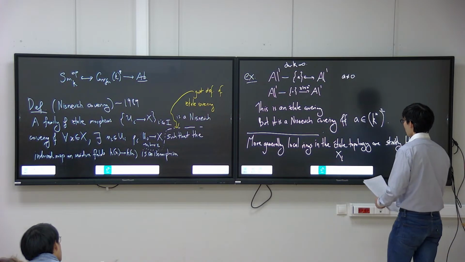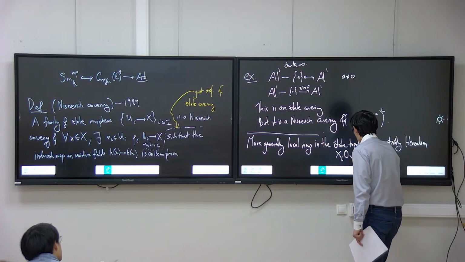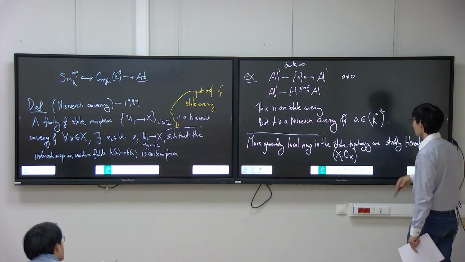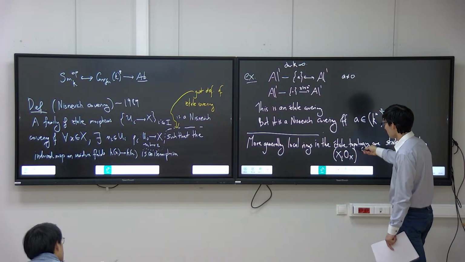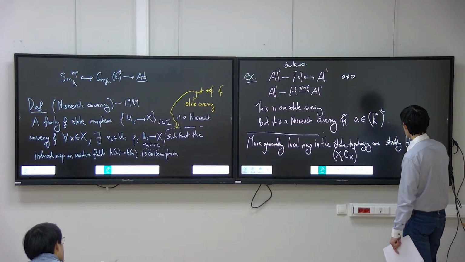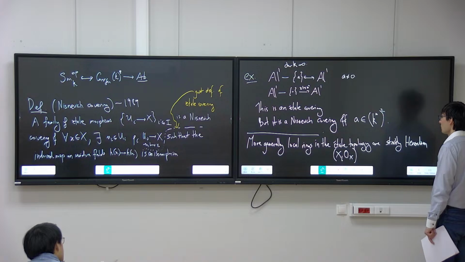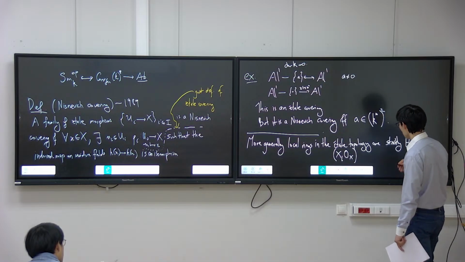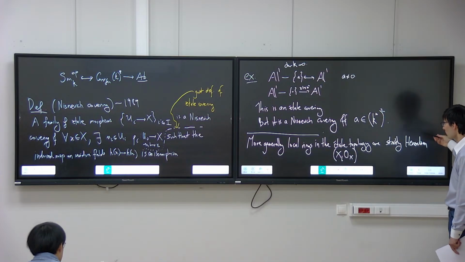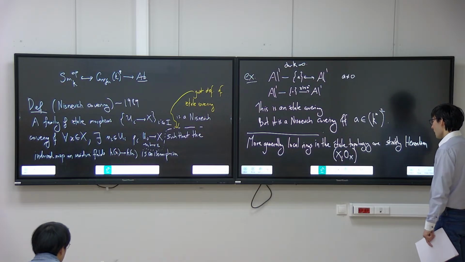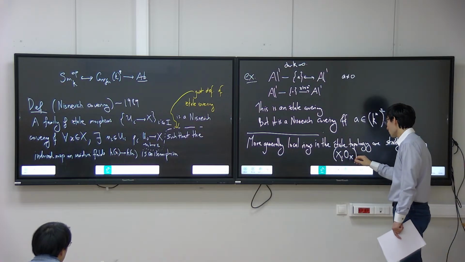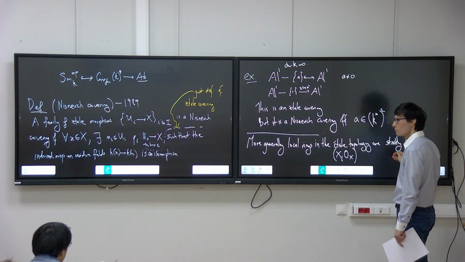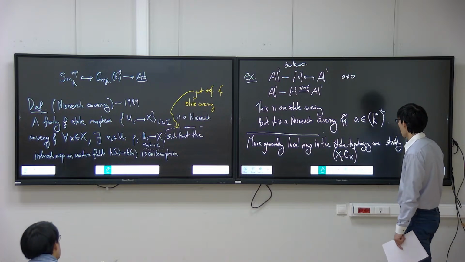So yeah, if I have my scheme X with the structure sheaf, then in the étale topology, if I localize this to look at the stalks, I get strictly Henselian local rings, which means that the local ring satisfies Hensel's lemma, and also the residue fields are separably closed.